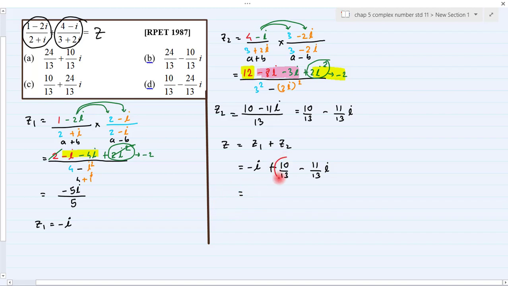Your real part is 10/13, and to get the imaginary part, you have to take the summation of -i and -11/13 i, which will give us -24/13. So, tada! This is your required complex number, which is given in option D.